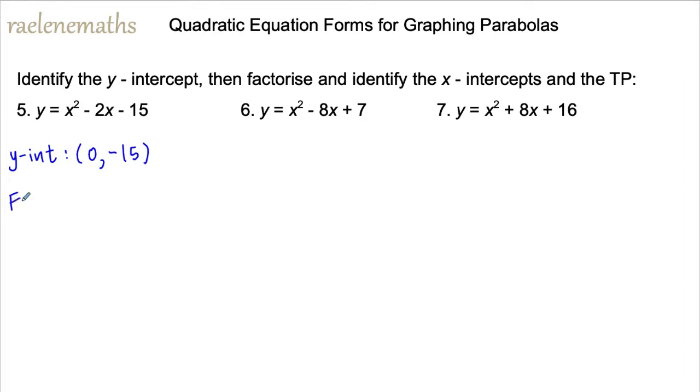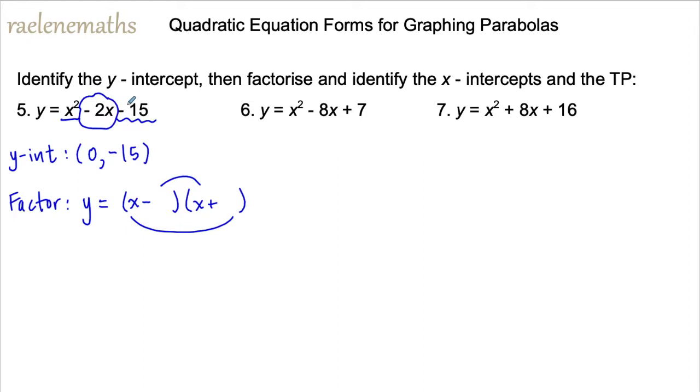Next, in order to get the x-intercepts, we must factorize the quadratic expression. So we look for two factors that multiply together to give x squared, which are x times x, and also two factors that multiply to give negative 15. We need one positive and one negative factor. But we also need to see what the outer product and the inner product makes. We need to get a negative 2x. And the specific factors of 15 that we need here are negative 5 times positive 3.